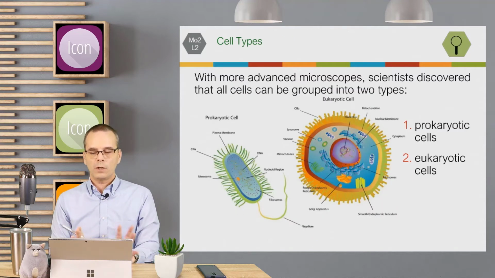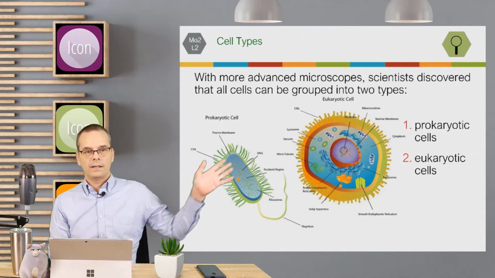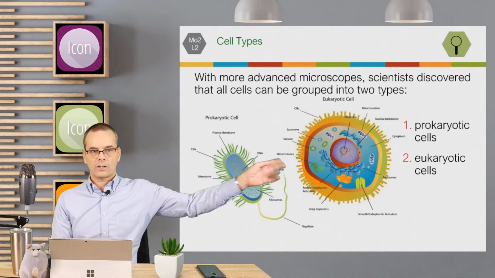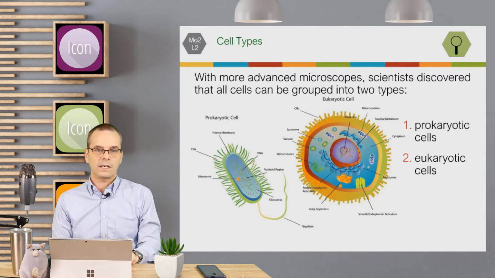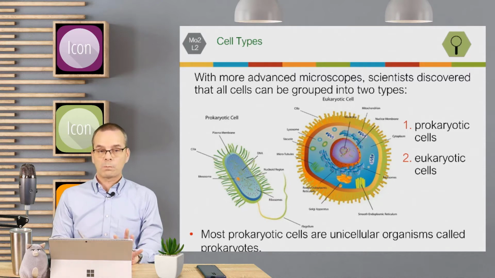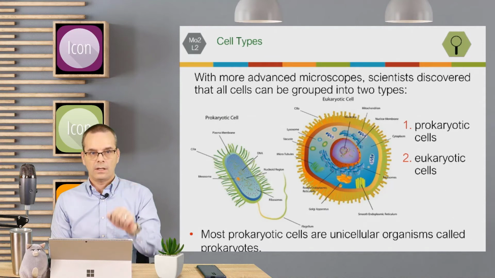Now, with good microscopes, they were able to discover that cells were two types, and we've talked about them. They are prokaryotic and eukaryotic. Those are the two big groups of cells. Most prokaryotic cells are unicellular, and they are called prokaryotes. So they're only made of one cell.